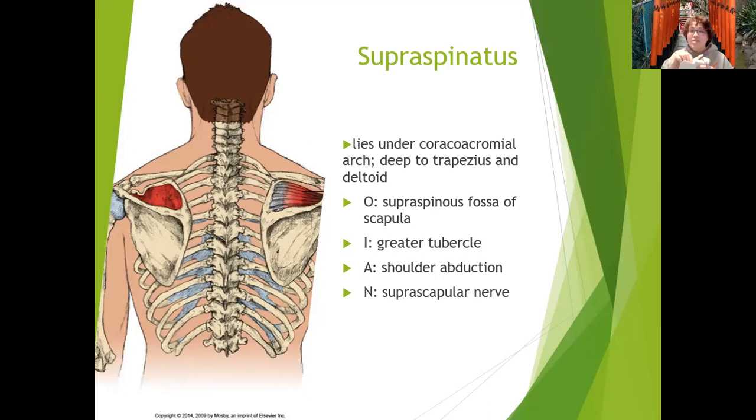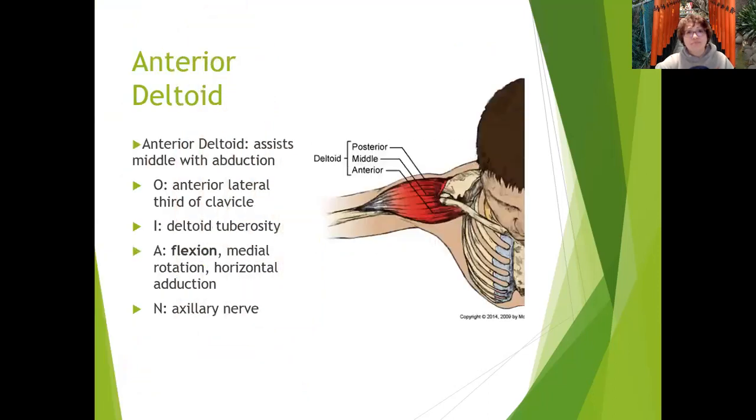It gets the suprascapular nerve. So it's at the top of the scapula, suprascapular nerve. That makes sense, doesn't it? Supraspinous fossa, supraspinatus, suprascapular nerve. I'm trying to help remember that. So it has that beautiful line of pull for abduction, a straight out line of pull, really nice. It's not uncommon to get supraspinatus strains, and that makes abduction difficult.